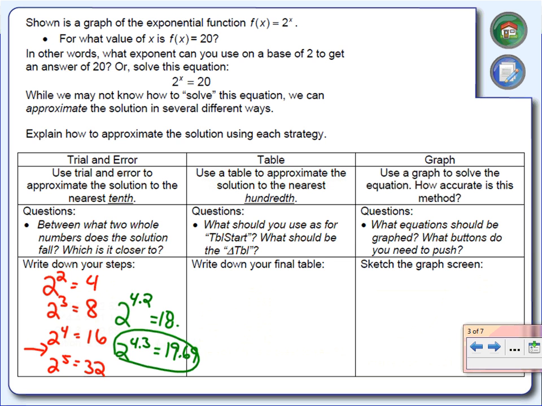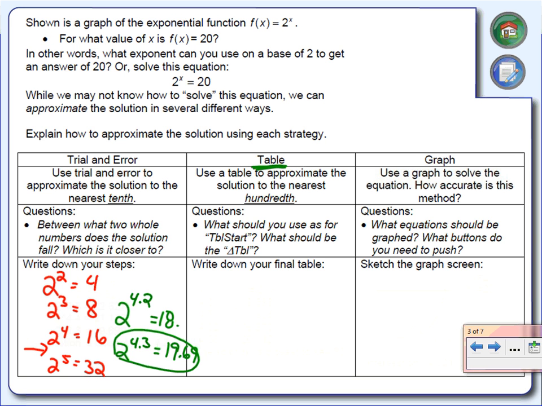We can also try using a table. So that's what we're going to try next. We're going to see if we can get a little closer to 20 than that 19.69 that we have so far. So let's do this. Go to your calculators. I tell you what, reset your calculators first. Do the second plus 7, 1, 2. Second plus 7, 1, 2. Once you do that, then go to y equals, and let's type in that function, 2 to the x power.